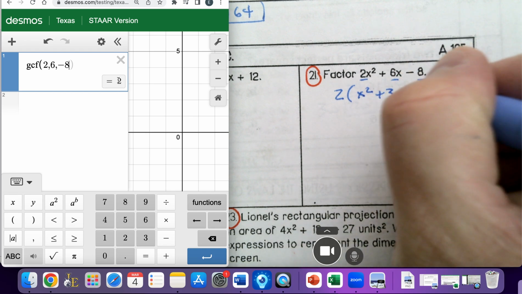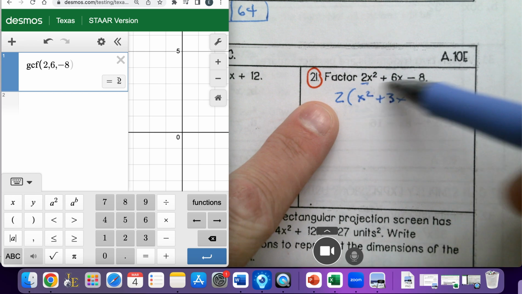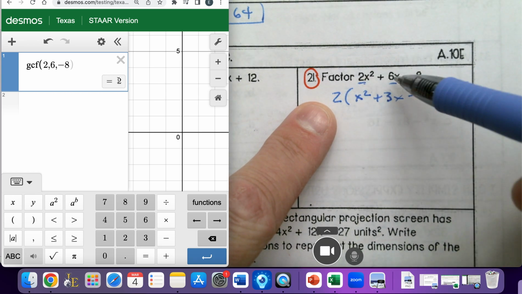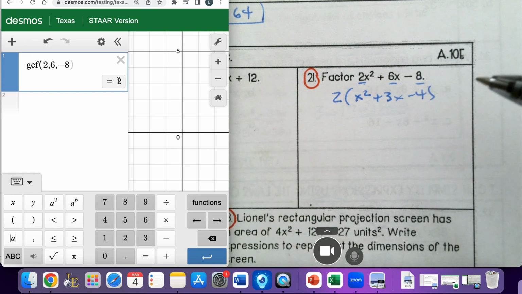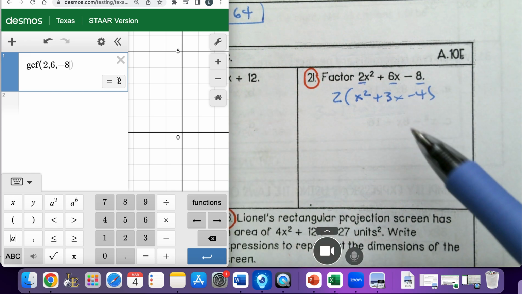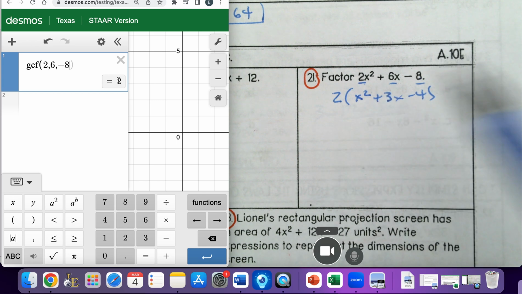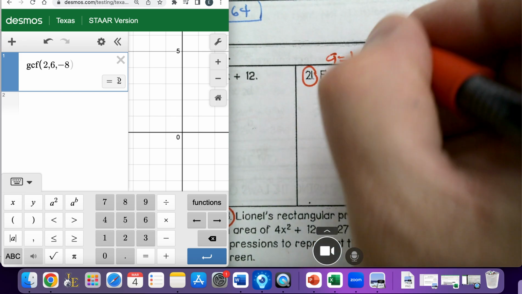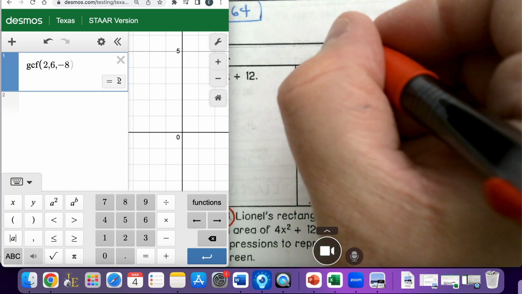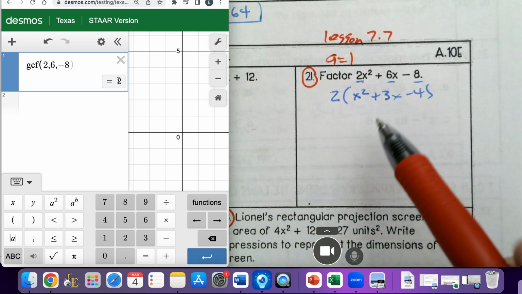How did I get these? If you divide your greatest common factor into all these, 2 divided by 2 is a 1, 6 divided by 2 is 3, negative 8 divided by 2 is a negative 4. And so these are the factors so far of this problem. Now notice my a value is equal to 1. I believe this is lesson 7.7. When a value is 1, we have to do a lot less work. And that's why it's important to identify the greatest common factor on problems, because sometimes it'll make you do a lot less work.